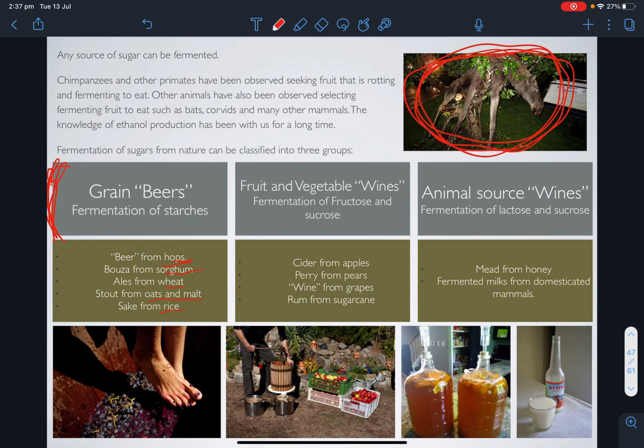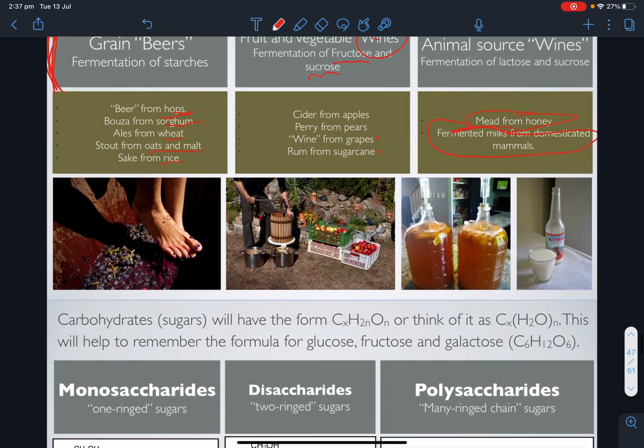You've also got fruit and vegetable fermentation, which we call wines generally. They're the fermentation of fructose and sucrose, so different sugars there. We get cider from apples, perry from pears, traditional wine from grapes, and rum from sugarcane. And then you've got some other sources for sugars as well. You may have heard of mead, which is made from honey. And you also get, sometimes more popular in Asia, fermented milks from domesticated mammals. So you get alcoholic milk beverages.